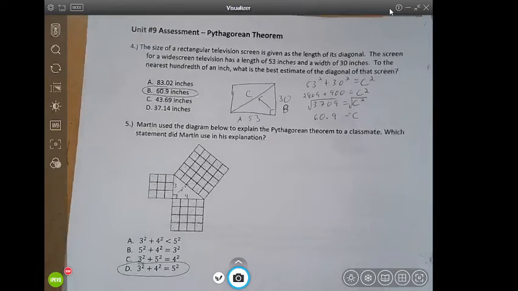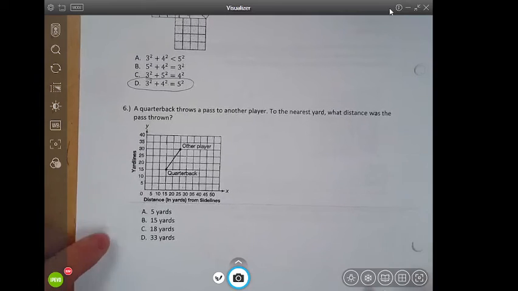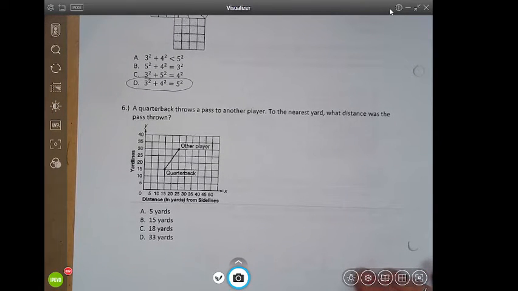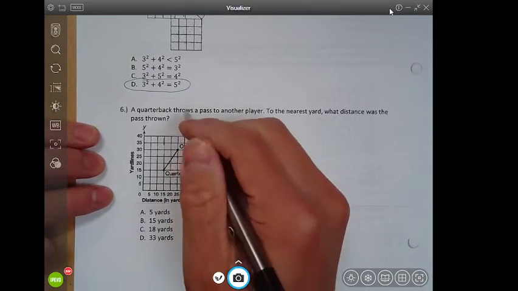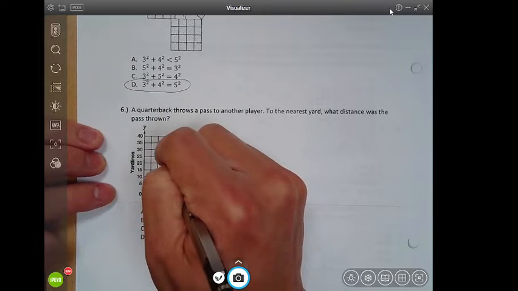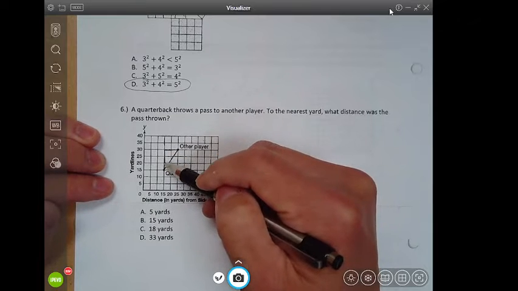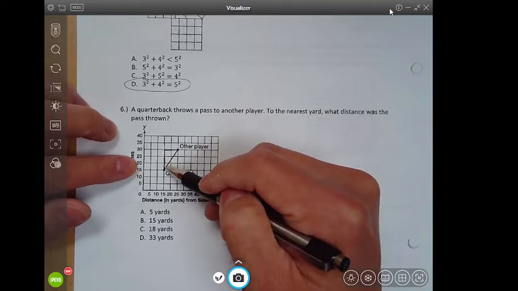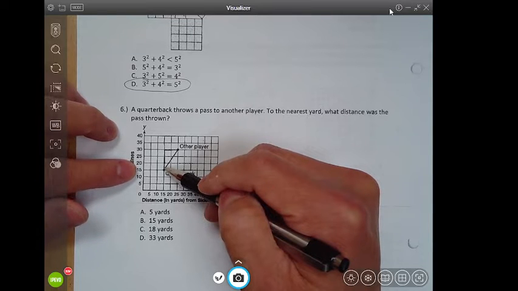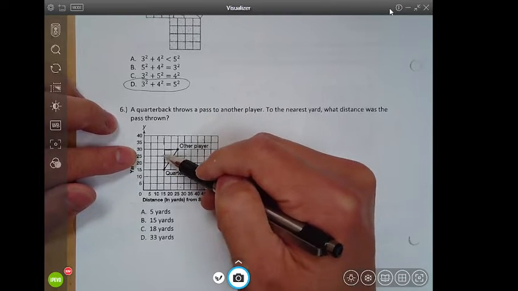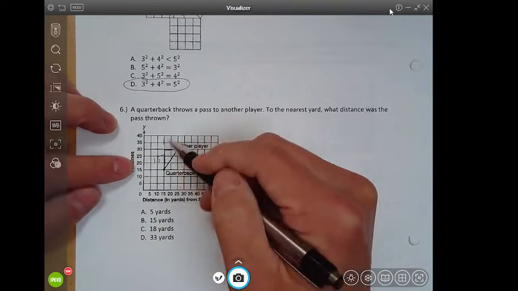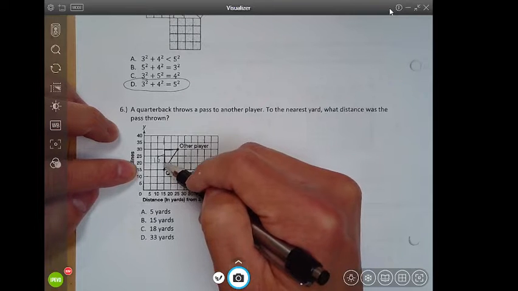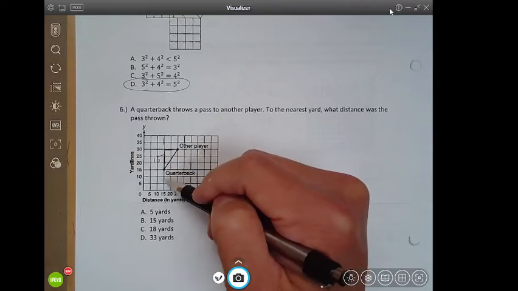All right, number 6. A quarterback throws a pass to another player. To the nearest yard, what's the distance the pass was thrown? We're looking for this distance. We can make a right triangle to find that distance. The key thing here is you're not counting by ones. Look at the intervals for the y. The y's are increasing by increments of 5. So this box of 3 here is actually 5 times 3, which is 15. He threw it from the 15-yard line to the 30-yard line. 30 minus 15 is 15.